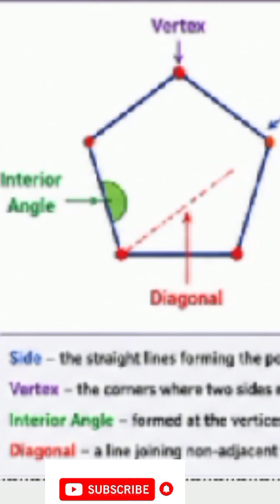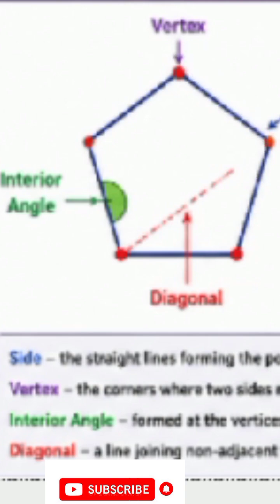Let's look at parts of a polygon. When you look at a polygon, you can identify the following parts. You can see the vertex. The vertex is the corner where the two sides meet. You can see it here. This is the vertex. You can see the side. The side is a straight line that forms a polygon. This straight line, that is the side.